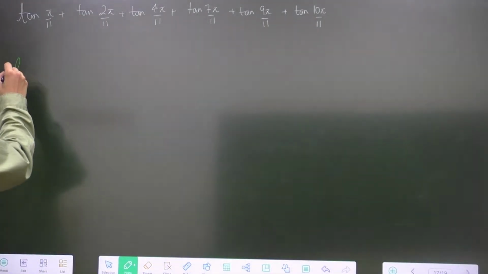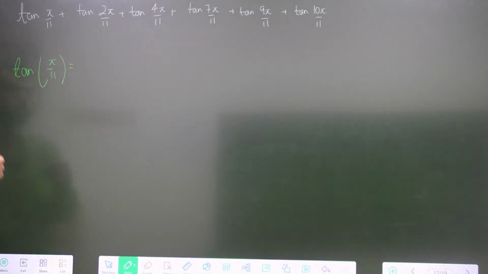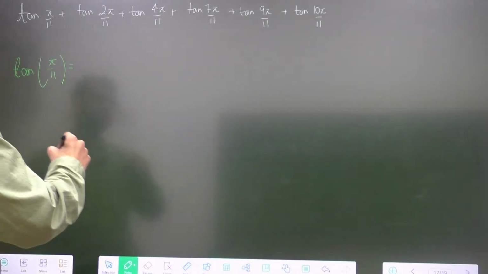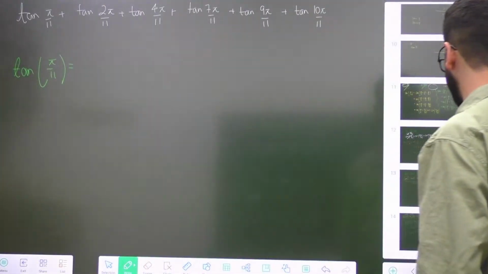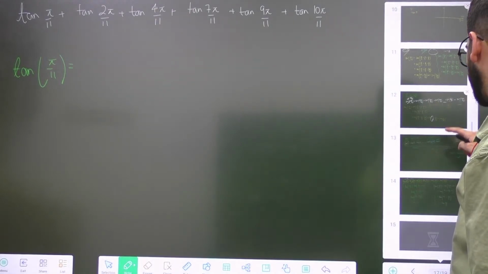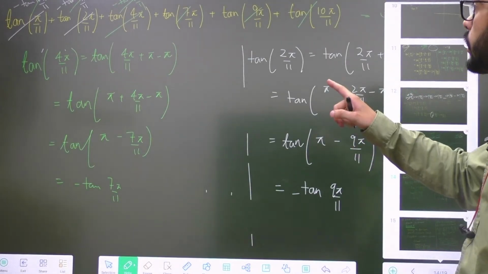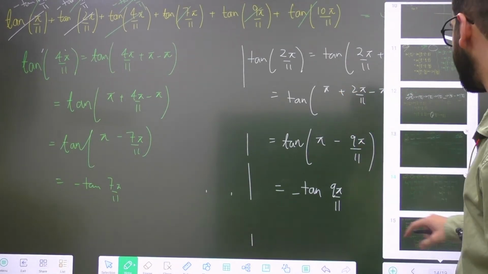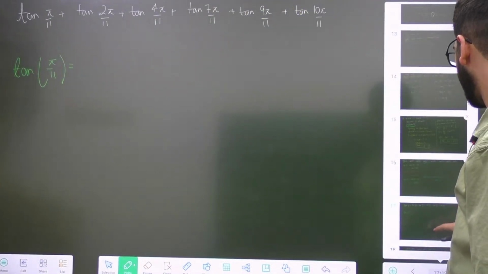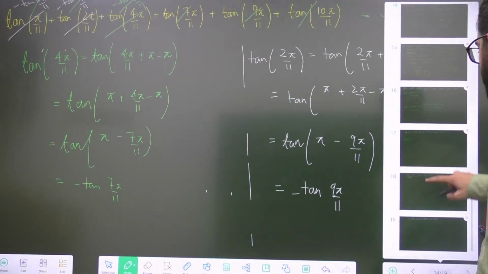the first term. I'm going to write tan of pi upon 11. If I have to convert this term, so what will I do? I'll add and subtract. I think we have done this question. Let me just check. Yes, this was the same question which we did before. Pi, 2 pi, 4 pi, 7 pi, and this is the same one. This question was already done before. I'll move on to the next question.